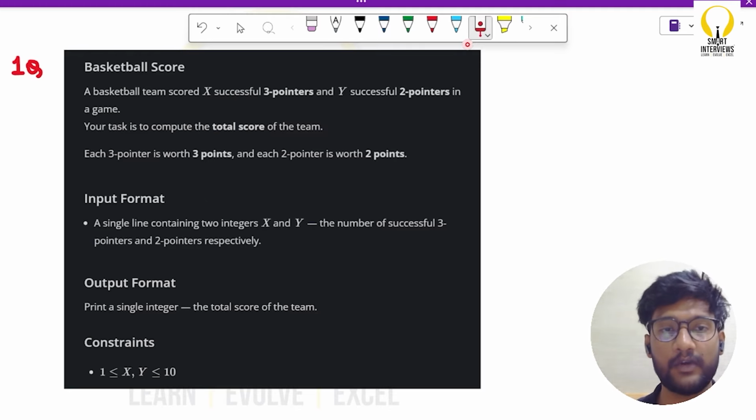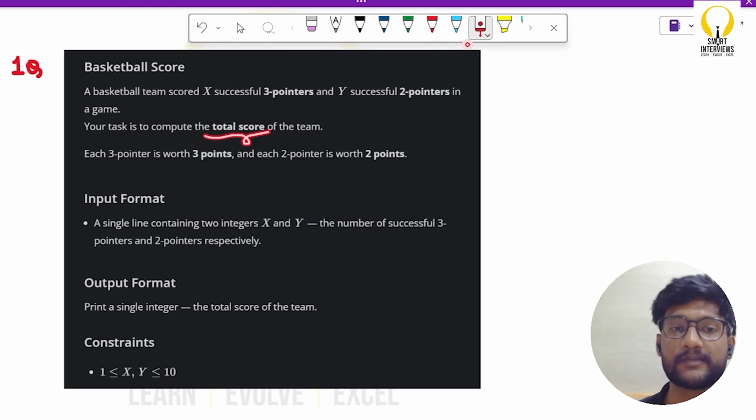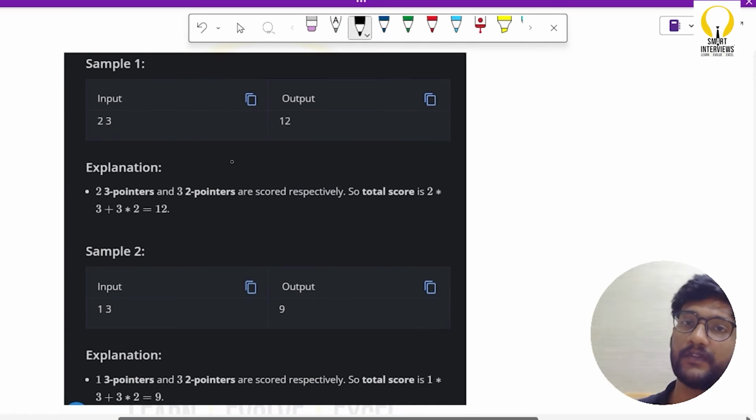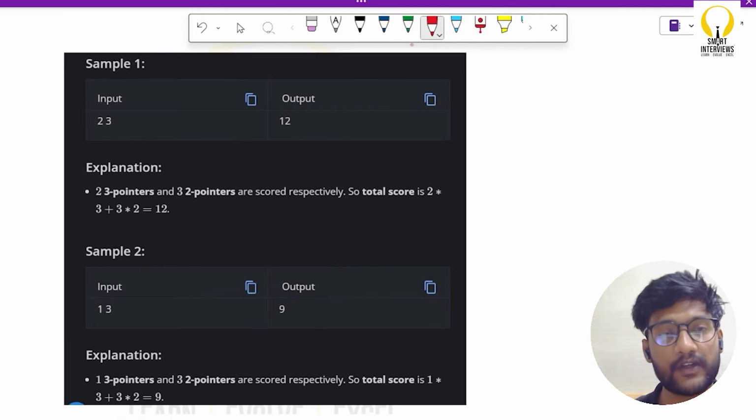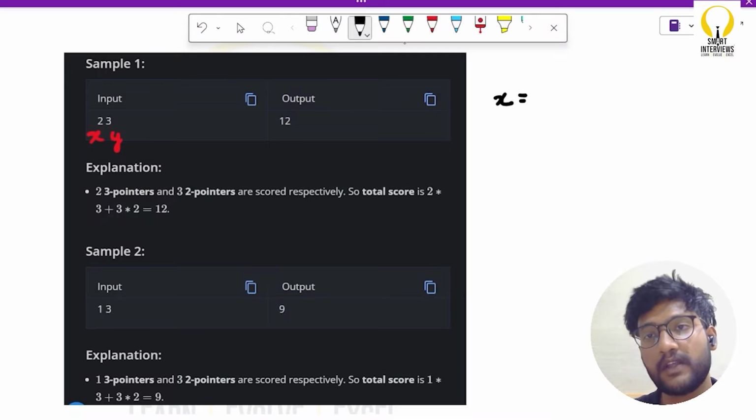And if you see the input format, in a single line it contains two integers, x and y. x denotes the total number of successful 3 pointers, and y denotes the total number of successful 2 pointers, and obviously the output should be the total score of the team. If you see the constraints, the values will be from 1 to 10. And if you see the test cases, in each line we'll be having x and y itself, right? So for the current example, x is 2 and y is 3.